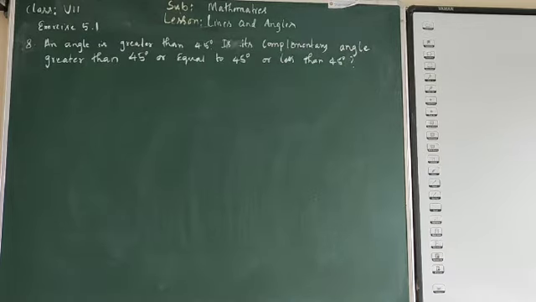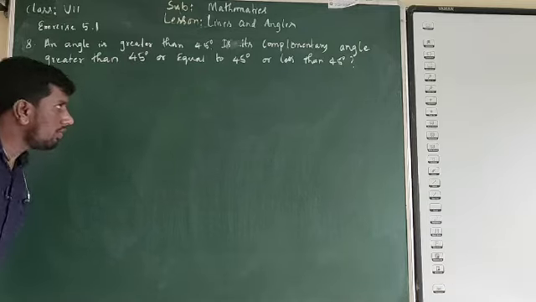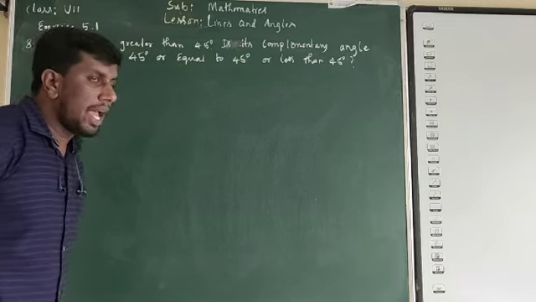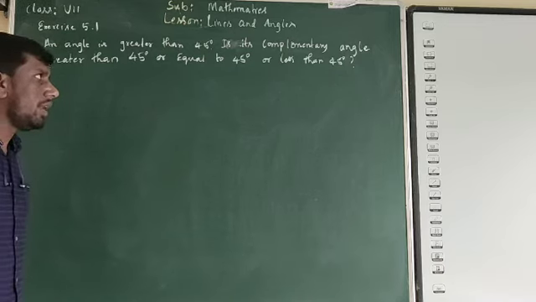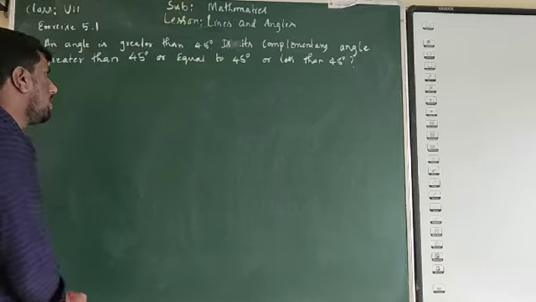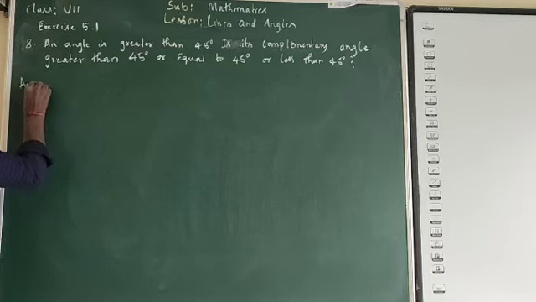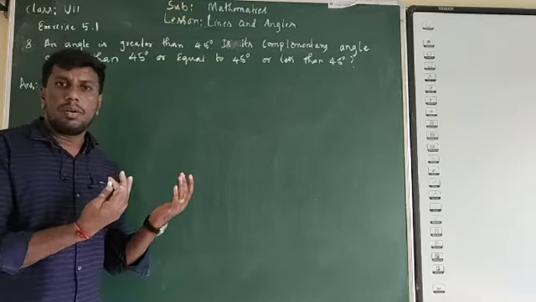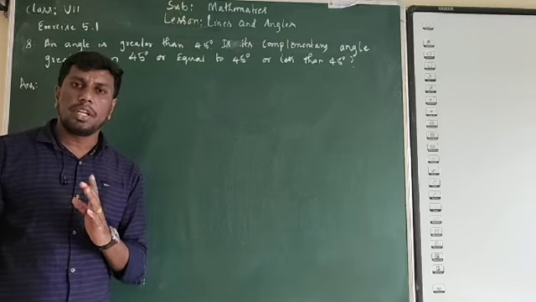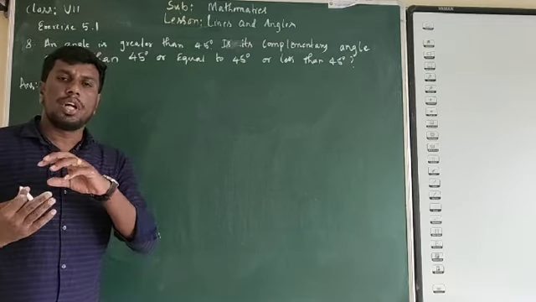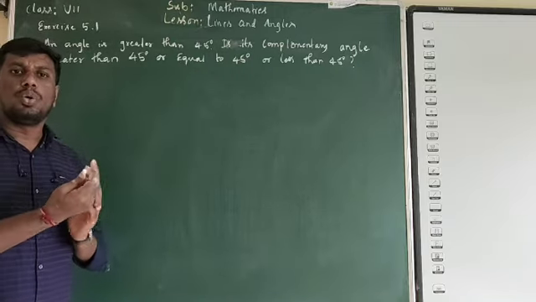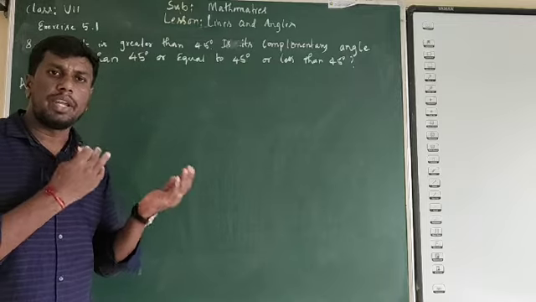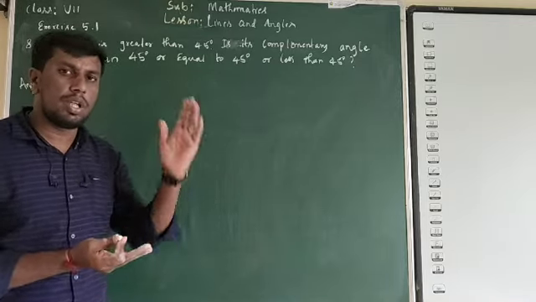So the next question is, an angle is greater than 45 degree. Is its complementary angle also greater than 45 degree, or equal to 45 degree, or less than 45 degree? That is the question. Complementary means the sum of those two angles must be equal to 90 degree. It should not exceed 90 degree, it should not be less than 90 degree, it should be exactly 90 degree. Then only I will call those two angles complementary angles, and one angle is the complement of the other.